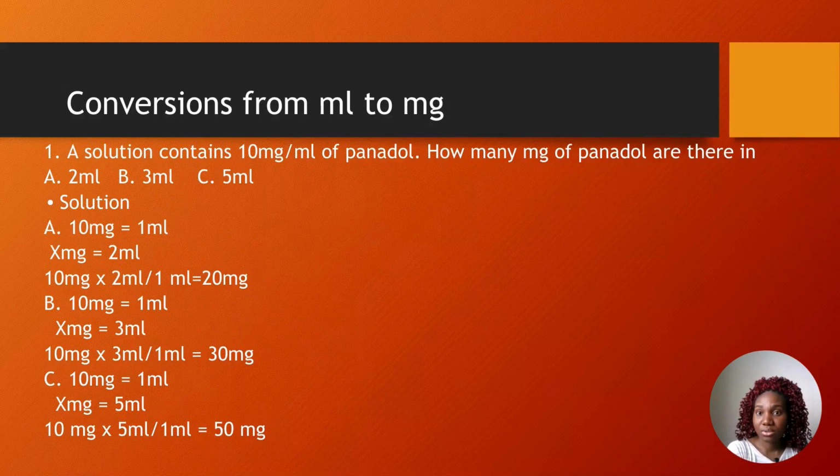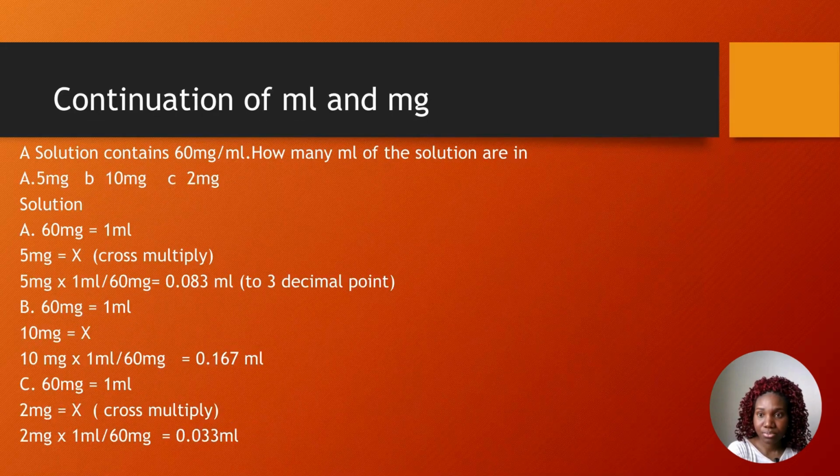Another kind of question is the same conversion, but this one is ml to milligram. A solution contains 10 milligram per 1 ml of Panadol. How many milligram of Panadol are there in A, 2 ml, B, 3 ml, and C, 5 ml? The way to solve this question is you say 10 milligram is equal to 1 ml of Panadol. Then how many milligram will 2 ml give you? When you cross multiply, you get 20 milligram. All right, so you do the same with the rest of the question.